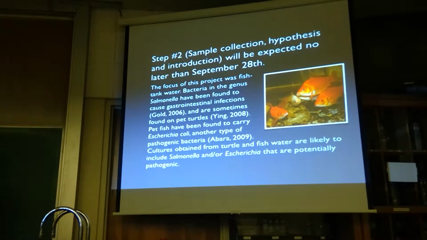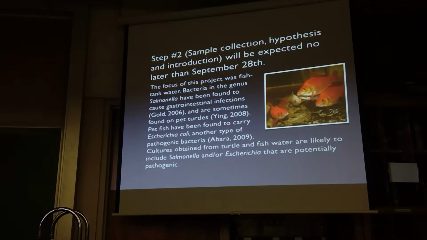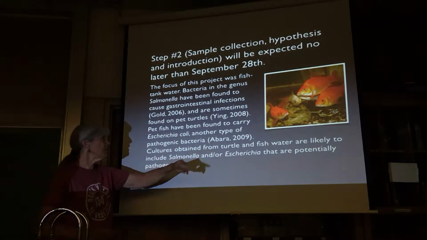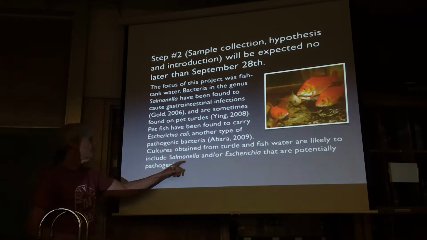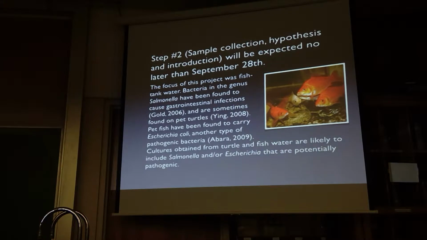So whoever wanted to test this water, they would do some research and find out what kinds of things they might expect to find, and then they'd come up with a hypothesis. The hypothesis is what they think they might find in the water. So they can say, cultures obtained from turtle and fish tank water are likely to include salmonella and/or Escherichia coli that are potentially pathogenic. That is the hypothesis, okay? This is not a master's thesis you're going to be working on. It's pretty short, but your introduction should have multiple references.